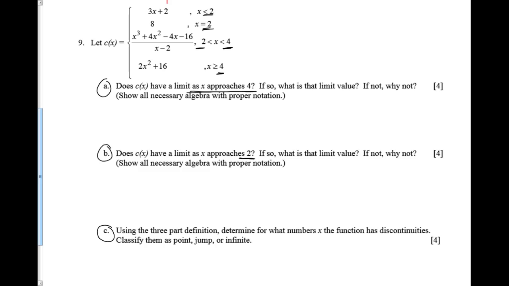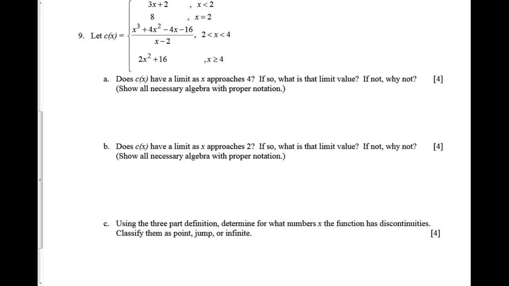And then part C says, using the three-part definition, determine for what numbers x the function has discontinuities, and then classify them as point, jump, or infinite. So when I have a question with multiple parts, it's a good idea to look at everything I'm going to have to answer so I can put this in perspective. All right, so first I'm going to do part A. On this one, I'm looking for the limit as x approaches 4.